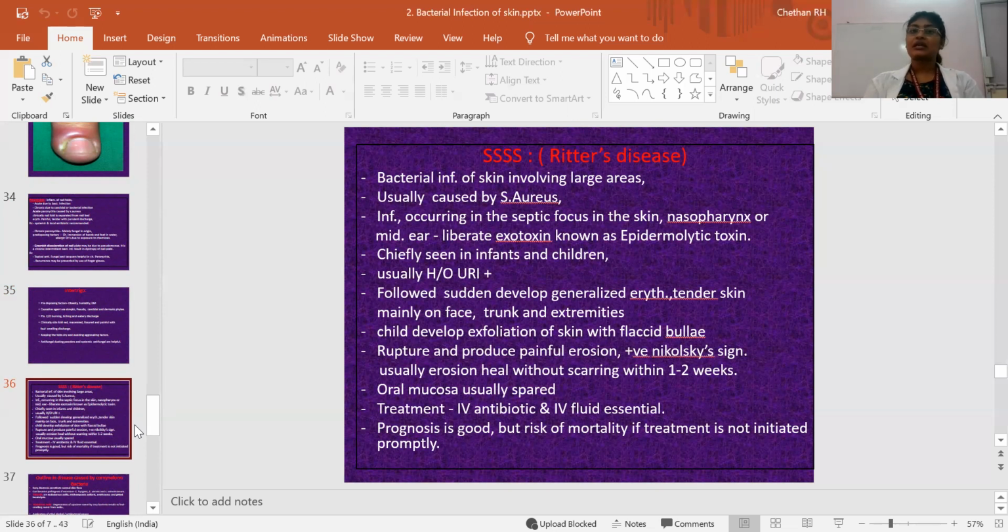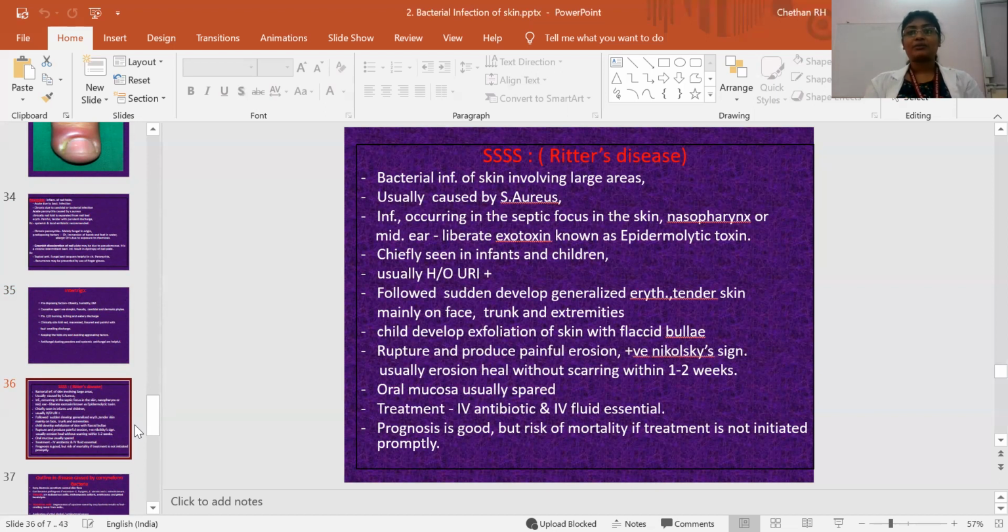It is chiefly seen in infants and children, that is, in the younger age group, and usually there is a history of an upper respiratory tract infection, which is more common with Staphylococcus. This infection will be followed suddenly by a generalized erythema and tenderness of the skin, mainly on the face, trunk, and extremities. The child develops exfoliation of skin, that is, scaling will be seen with a flaccid bulla.